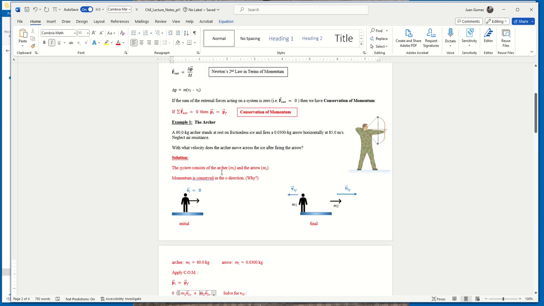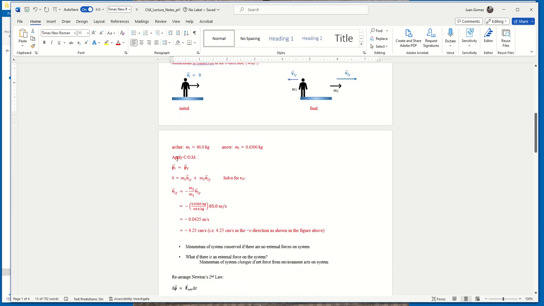Okay? Well, what do I want? I want to know with what velocity the archer moves across the ice after firing the arrow. So I want V1 final. Because I know V2 final is 85 meters per second. Because remember, M1 is the archer, M2 is the arrow. He fires the arrow horizontally at 85 meters per second. That's your V2 final. I'm looking for a V1 final.